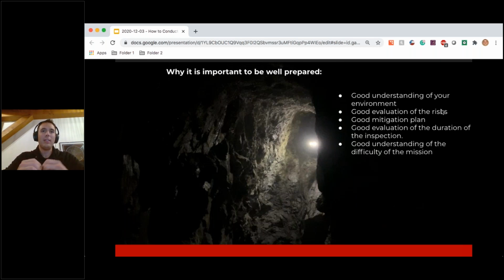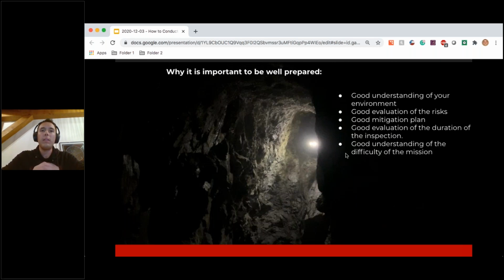It's important to know your environment because you will be able to react much faster if something goes wrong. If you know your environment perfectly, you know that you have water under you, and if you start losing the signal, your reflex must be to go up with the drone and try to place the pilot or the remote control better. These are small things that you will be able to do quickly if you know your environment well.